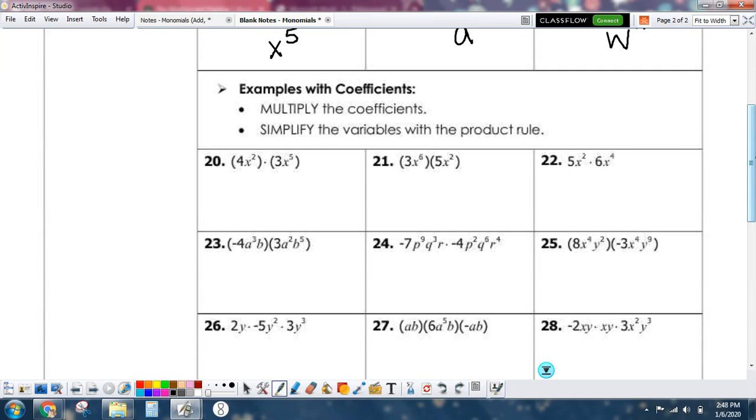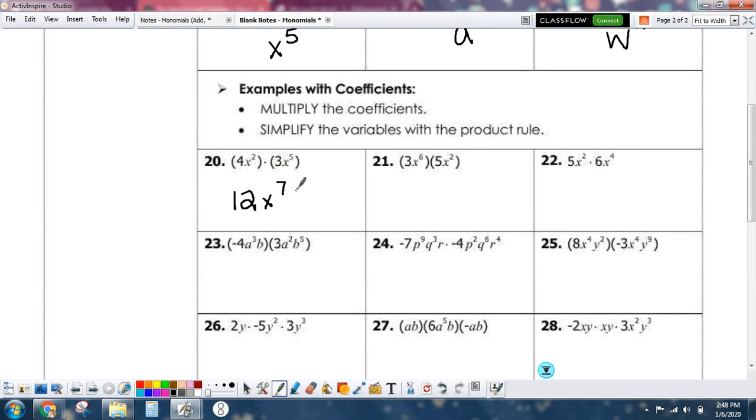Okay, so that's just if you have a coefficient of 1. But typically you're going to have an extra coefficient. So what you need to do is multiply the coefficients and then simplify the variables with the product rule. So I've got 4x squared times 3x to the fifth. Now this product rule only works for multiplication. You cannot use it for any other operation. So I'm going to multiply my coefficients. 4 times 3 is 12. And then I'm taking my x, and since it's multiplication, I know I can add my exponents. So 2 plus 5 gives me 7.